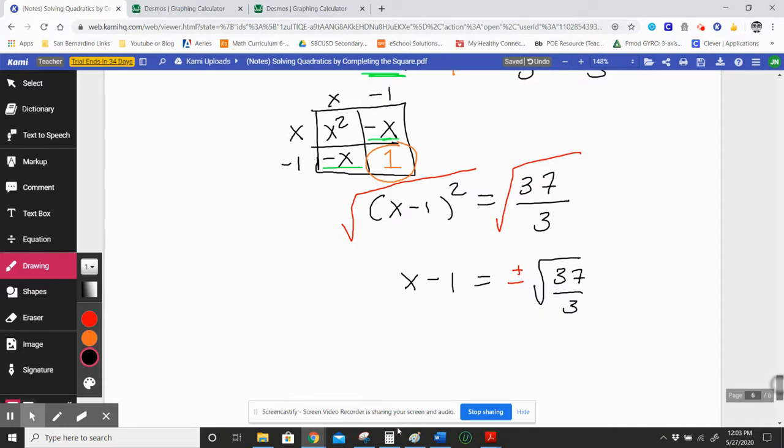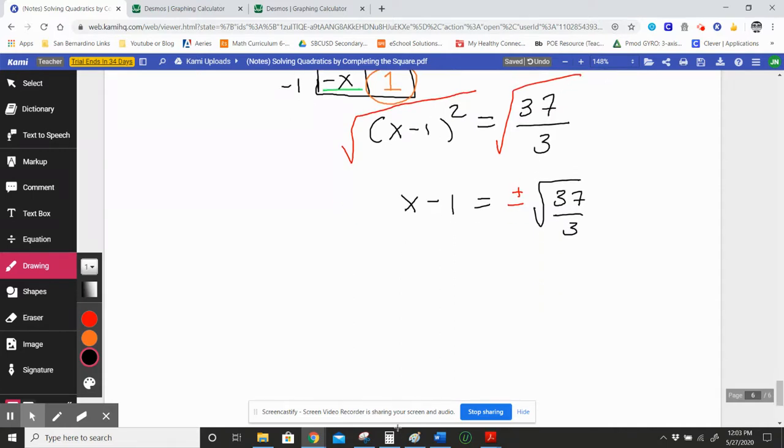Okay? Now, I want to move that 1 to the other side. And not only that, I want to rationalize the denominator because this is not considered simplified by any means right now. So let's just deal with rationalizing the denominator for now. So I'm going to change this into the square root of 37 over the square root of 3. But I'm going to split that square root into plus or minus the square root of 37 divided by the square root of 3. Same exact thing. All I did was split the square root to the top and the bottom.